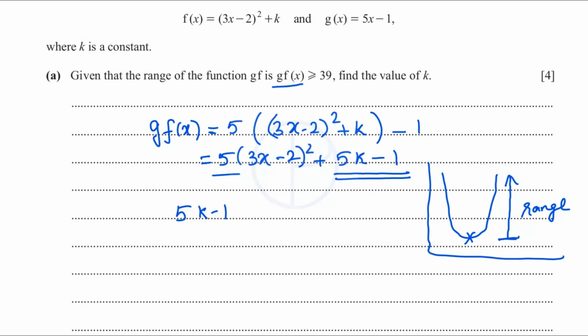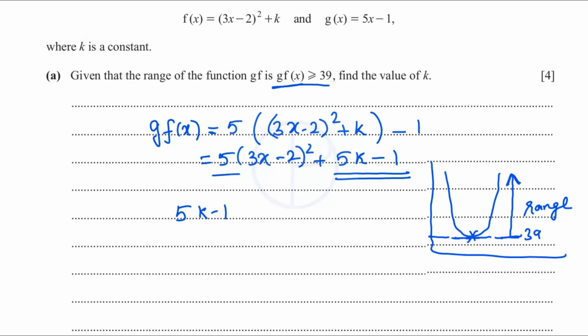It's given the range of the function is greater than or equal to 39. So at this point it will be 39. So we can write 5k minus 1 is equal to 39. Let's simplify this one. 5k is equal to 40. So k is equal to 8.